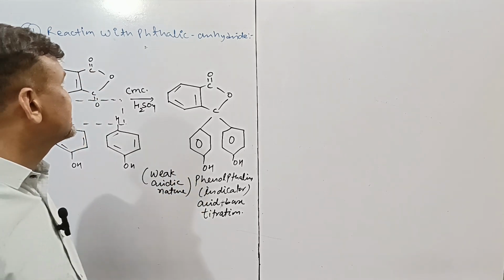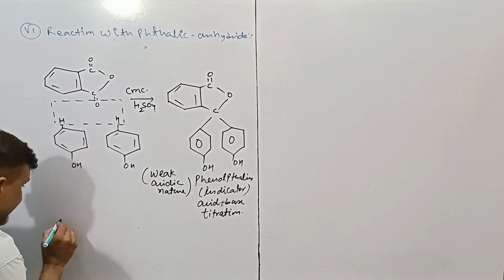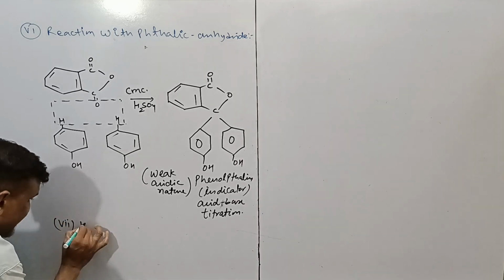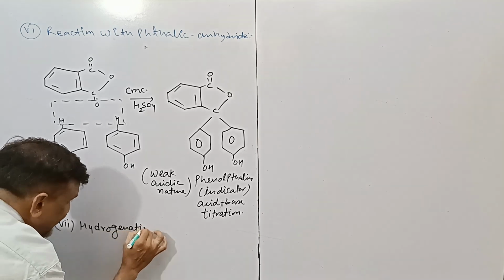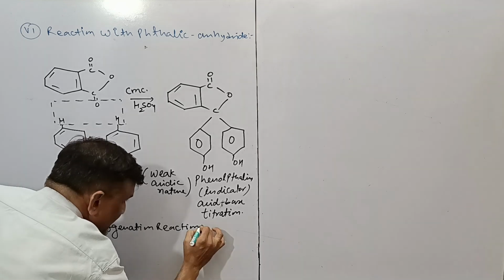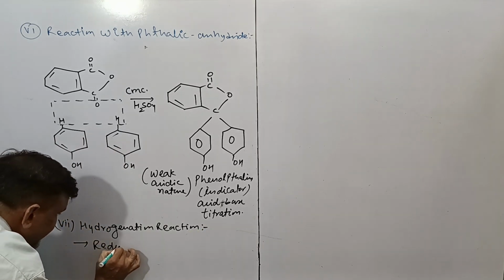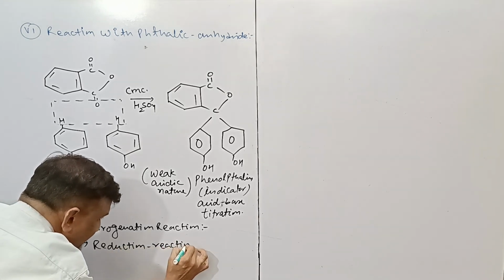This was about the reaction with phthalic anhydride. Now it is time to discuss the seventh important reaction. That is the hydrogenation reaction. Hydrogenation reaction is also called a reduction reaction. We will also call it a reduction reaction in particular.